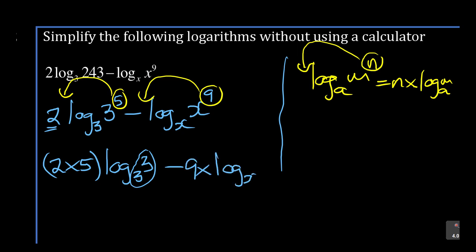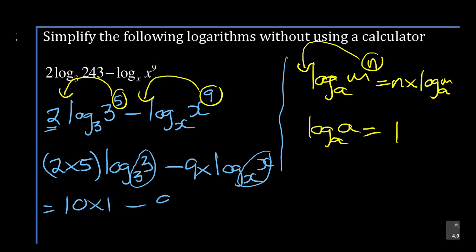Now look at the base. It's x of x. I'm trying to match that. Then when I continue, 2 times 5 is 10. Log 3, log 3. Remember, if the base is a and I get an a, the answer is what? It's 1. So here also, 10 times 1 minus 9 times 1. Then 10 minus 9, the answer is simply 1. You can use a calculator, put any value of x, say maybe x is 5, and it will simply give you a 1 there.